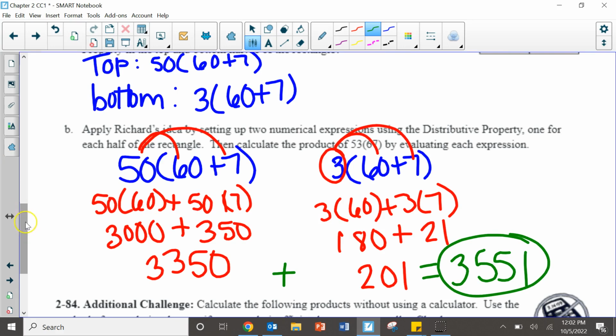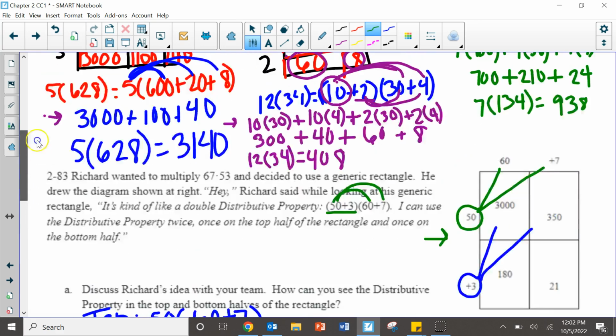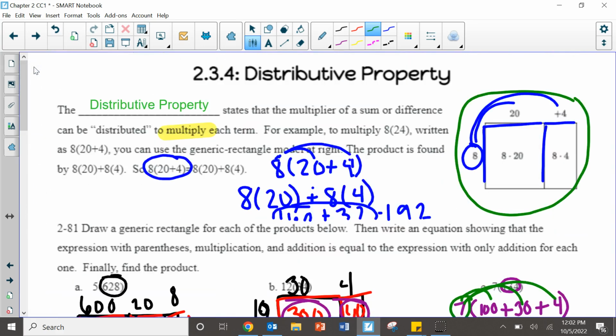On the back piece, you guys don't have to do it. If you want to try them, you can try them without a calculator. It says use any method you want, and then you can check your answers if you want. But I'm not going to make you do that. I'm going to give you guys more time to work on your homework.